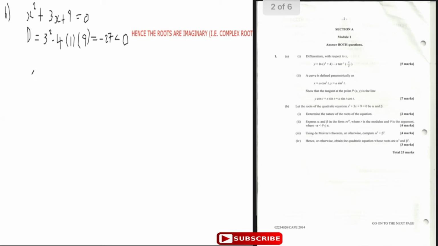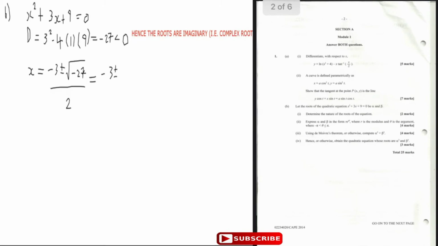If we were to solve for the roots, we would get that x is equal to minus b, which is negative 3, plus or minus the square root of b squared minus 4ac, which we found already to be negative 27, over 2 times a, which is 2 times 1, which is 2. So x is working out to be minus 3 plus or minus the square root of negative 27.